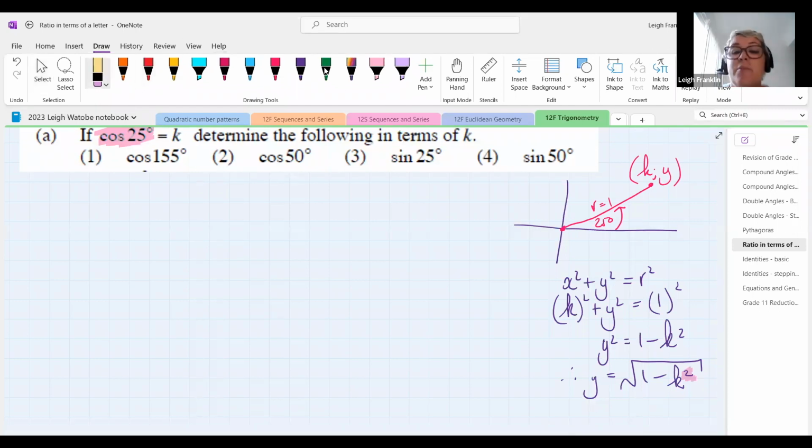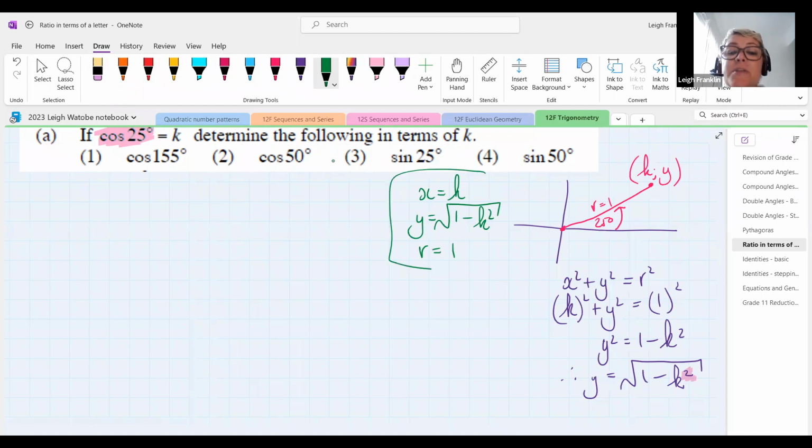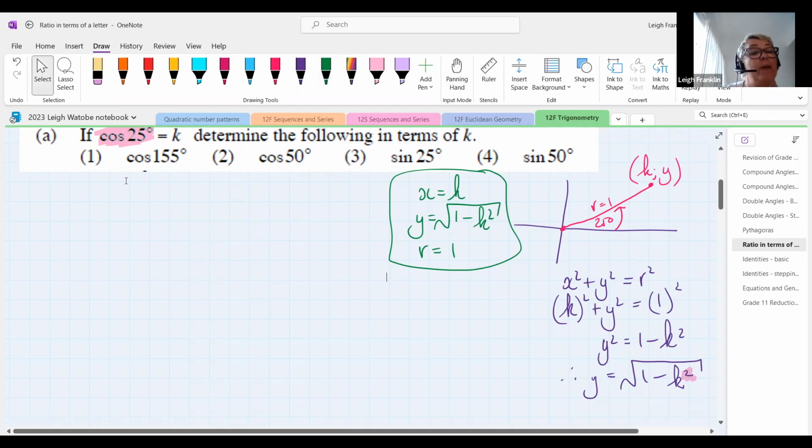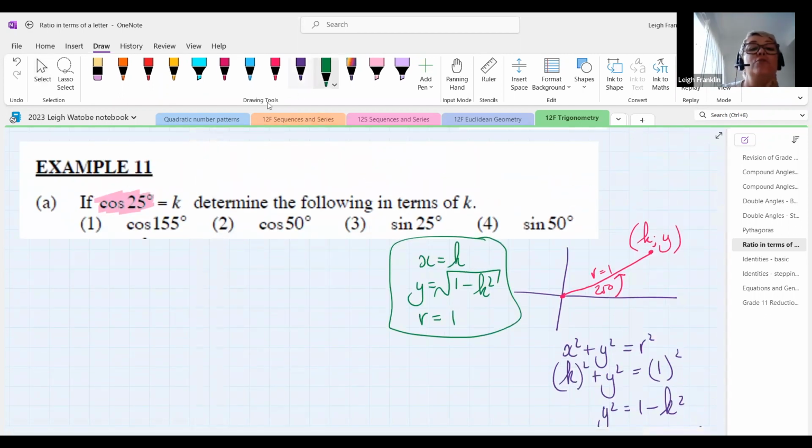Let's just make a little summary of that. So x is k. y is root 1 minus k squared. And r is equal to 1 in terms of this diagram in this particular question. Okay, so now that we have that, we're ready to go ahead and answer the questions. Now bear in mind, we may need to use compound angles, double angles, as well as our normal trig reduction formulae.